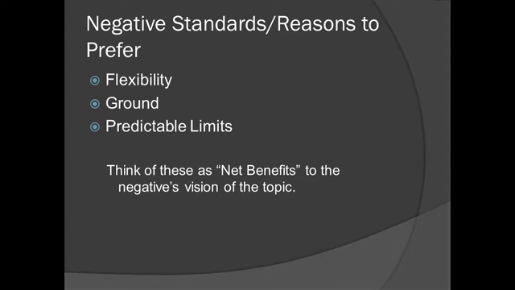The negative standards and reasons to prefer, right? So these are kind of the different lenses through which we can set up our impacts of fairness and education. Oftentimes, the reasons to prefer that are chosen by negative teams are things like flexibility, ground, and predictable limits. Now, when I say flexibility, I am referring to your ability as a negative team to flexibly engage with what the affirmative has presented, right? So was it possible for you as the negative team to read multiple disadvantages, multiple counterplans? Did you have lots of different things that you could flexibly go for and to compete against an affirmative team?